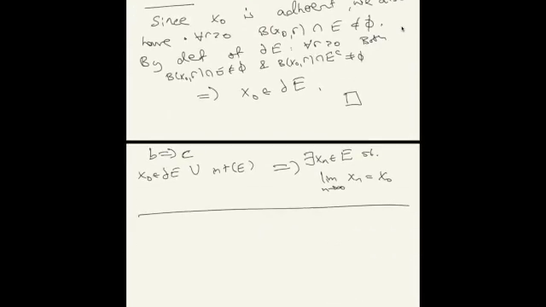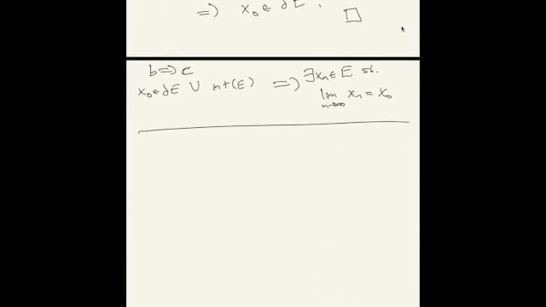So B implies C. Now, if you take a point that's either in the boundary or the interior, we want to construct a sequence that lies in E and converges to it. Now, the assumption has two claims. Let's fix an x0 in the union of the boundary of E and the interior of E. And let's consider two cases.